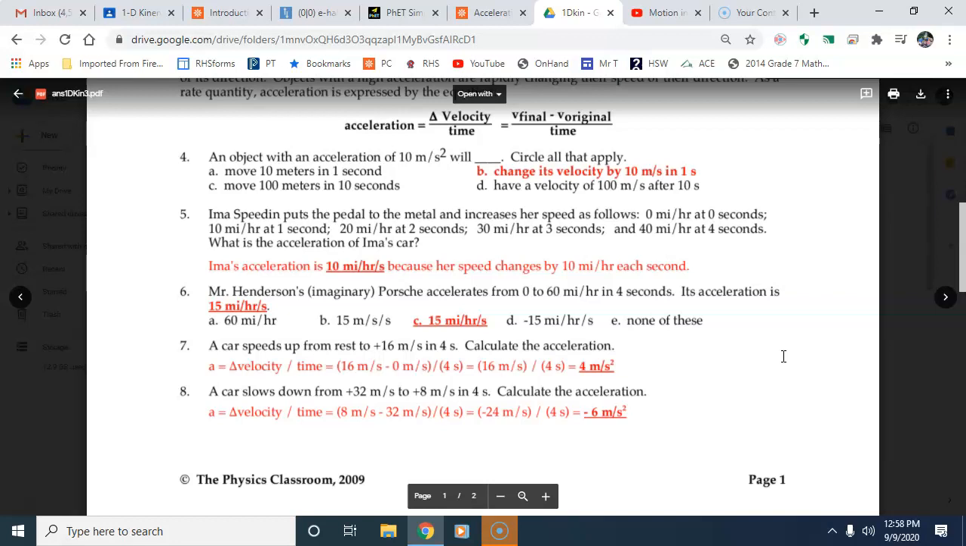0 goes there. Gets up to positive 16. 16 goes there in 4 seconds. Run those numbers through that formula, and you get 4 meters per second squared. Since that was in meters per second, and that was in seconds, we would get meters per second per second when we plug it into the math with the division. And then you can condense it into meters per second squared.